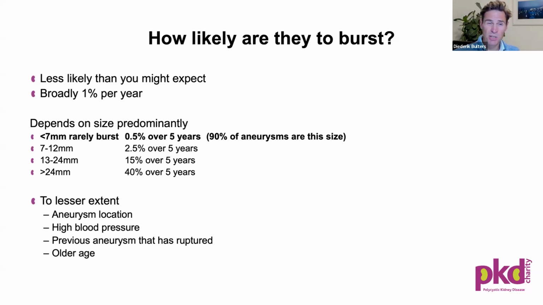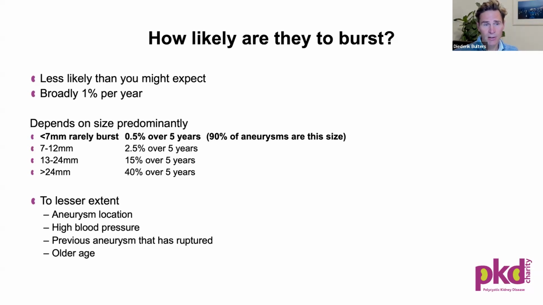But 1 in 1,000 per year really is quite a low number, and 90% of aneurysms are in this category of being small. So only 10% of aneurysms fall in these categories that I've listed below that, where the risk gets a bit higher. Although still, even at 7 to 12%, it's only 2.5% over 5 years. So there are often issues more of what's my lifetime risk rather than what's my risk this year.